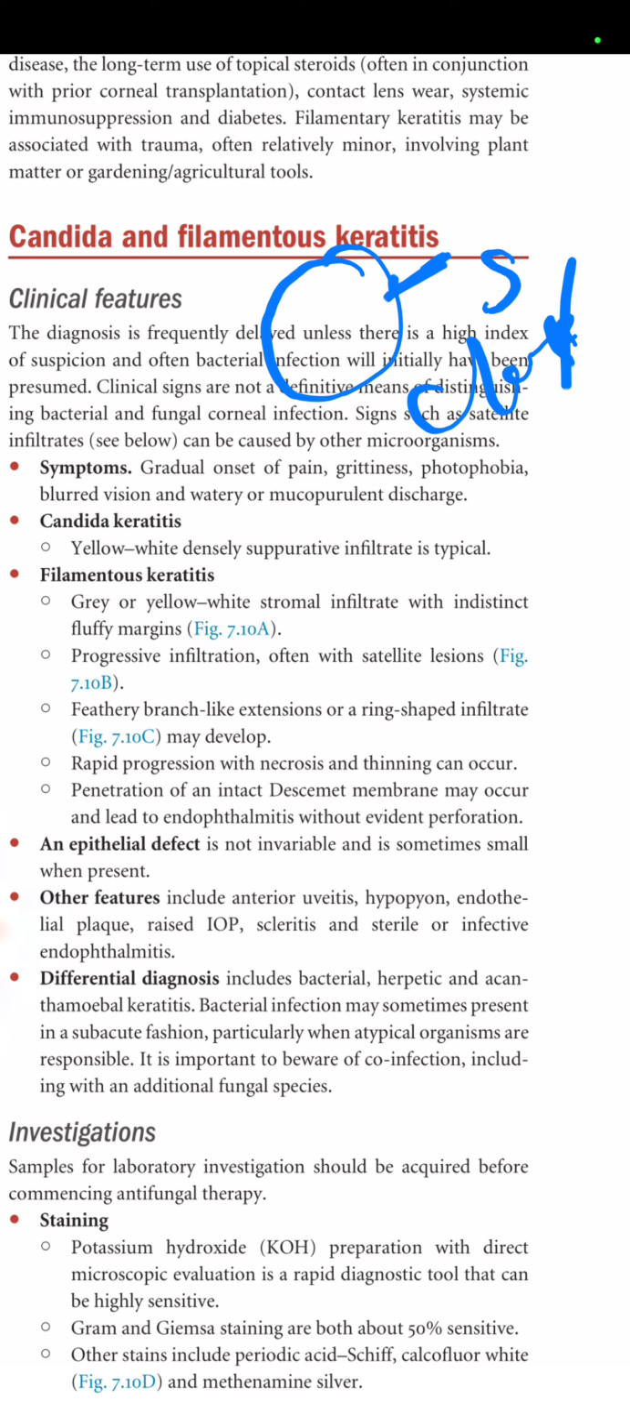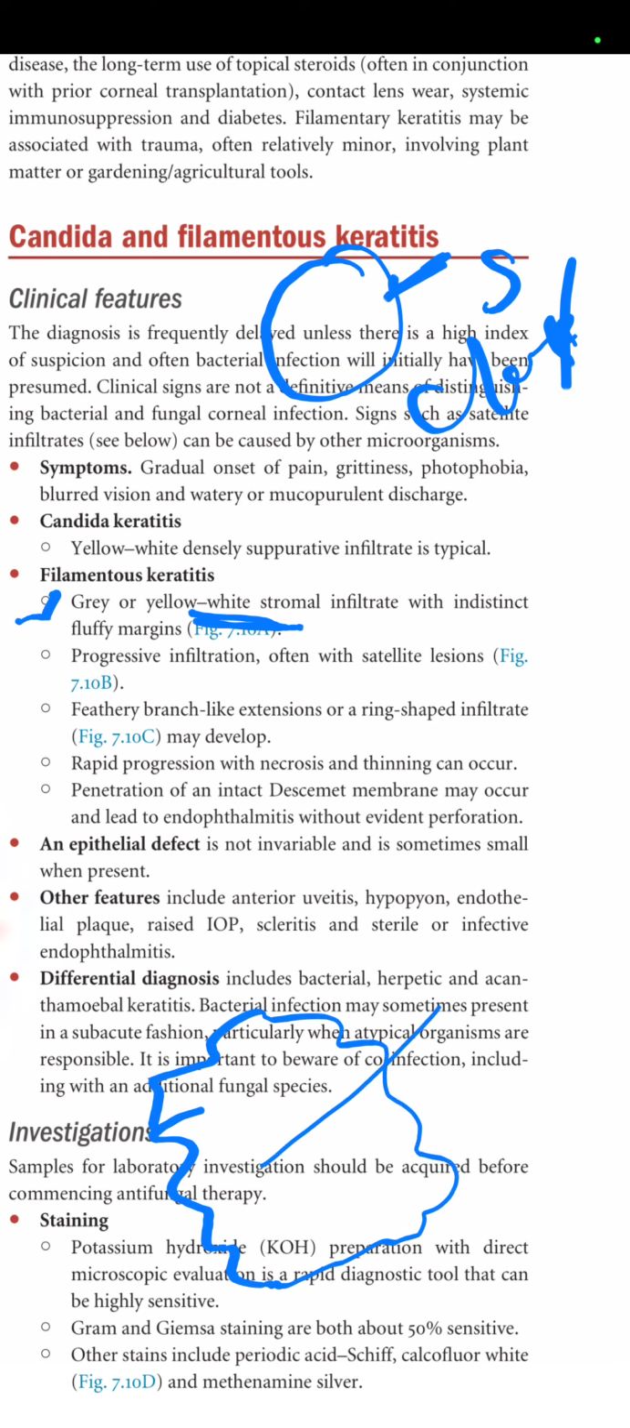Now, how does filamentary keratitis present? Gray or yellow-white stromal infiltrate with indistinct fluffy margin. So we either have a gray or yellowish-white stromal infiltrate, which is very commonly seen, with an indistinct fluffy margin. Basically, it has fluffy borders, and it is very densely yellow-white.